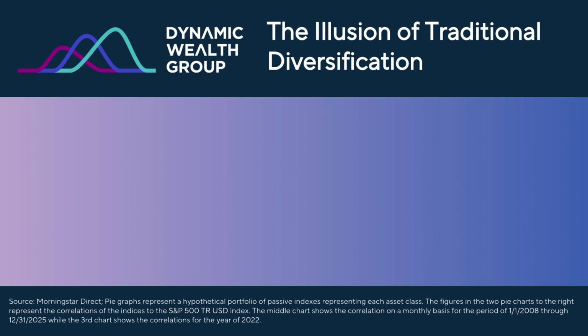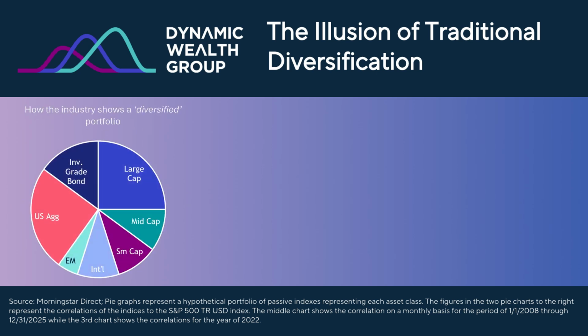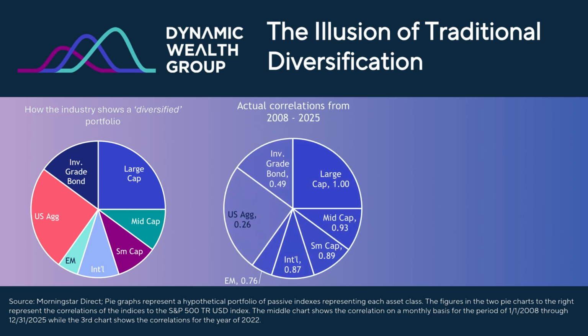Rethinking asset allocation starts with seeing the illusion of traditional diversification. Most portfolios are illustrated as colorful pie graphs. However, what do you actually get with traditional portfolios? Well, for over 15 years, from 2008 to 2025, you got two main colors.